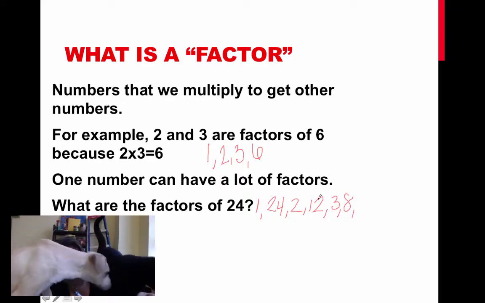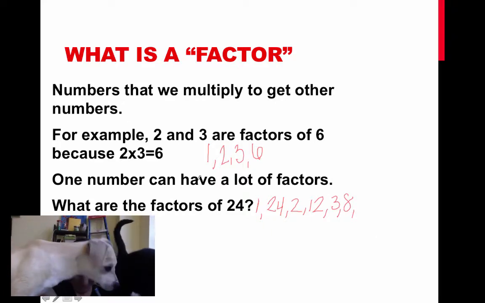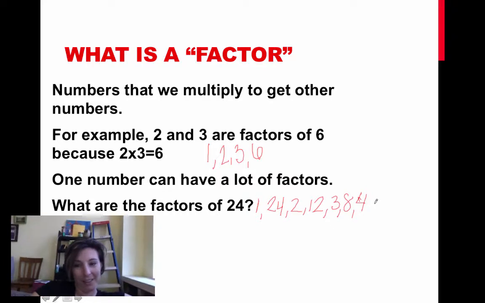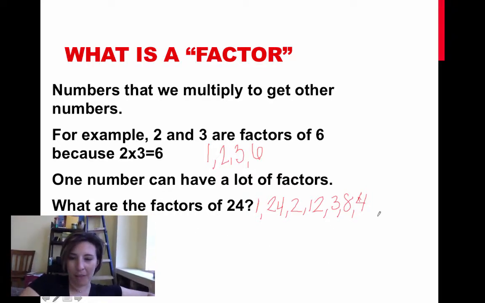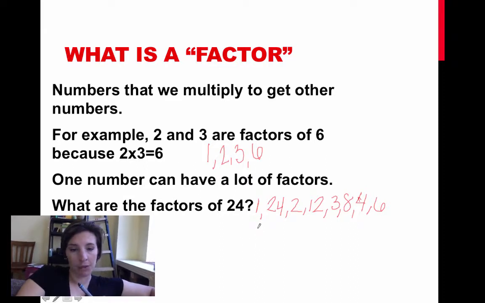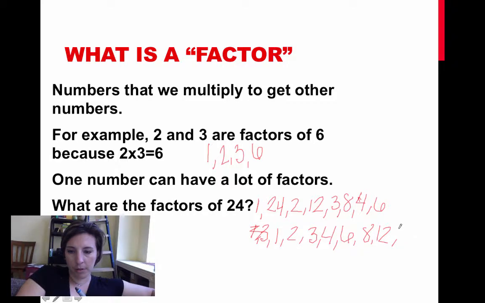It's going to have a factor of 4. And 4 times 6 is 24. It does not have a factor of 5 because it doesn't end in a 5 or a 0. And then we get back to 6. So these are our factors. You can write them like this. That's fine. You can also rewrite them in order: 1, 2, 3, 4, 6, 8, 12, 24.